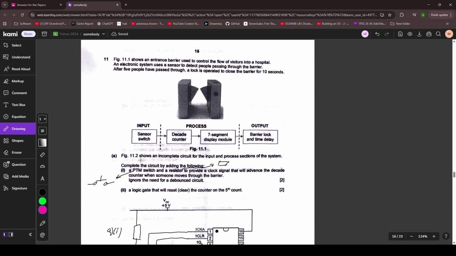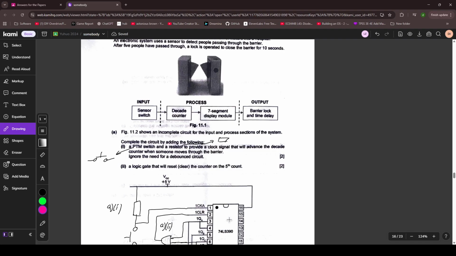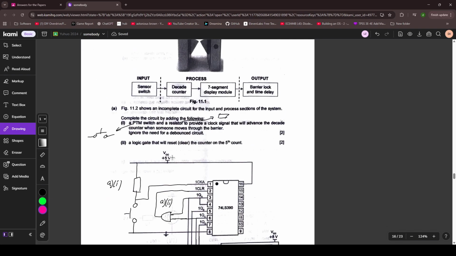Complete the circuit in 11.2. Add a push to make switch and a resistor. Okay, this annotation is fine. To provide a clock signal that will advance the decade counter. Ignore the need for a debounced switch. So we're just making either a pull up or pull down switch here lah. And a logic gate that will reset, clear the counter on the 5th count.